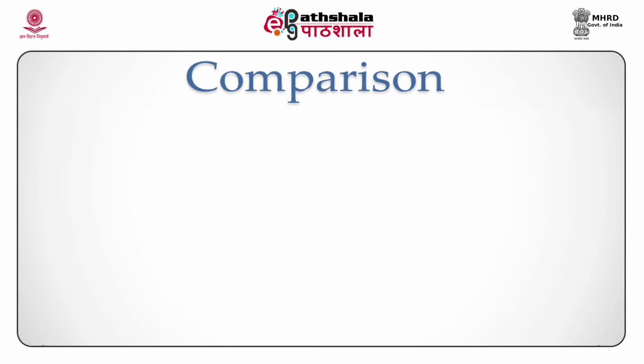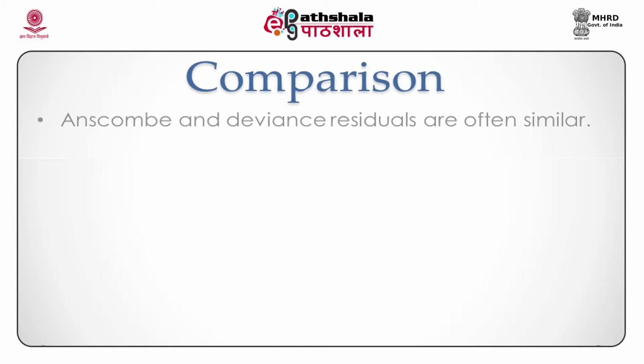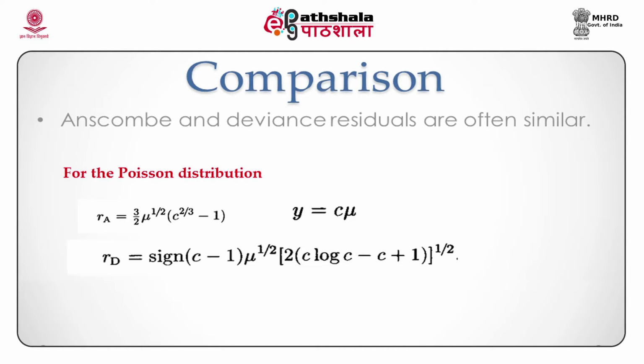We need to compare between these residuals, and in our comparison, it is possible to see that the Anscombe and the deviance residuals, although they come from quite different motivations, are often quite similar in practice. To see this, for example, for the Poisson distribution, note that the Anscombe residual is given by Ra equal to 3/2 mu to the power half times (c to the power 2/3 minus 1), where we substitute y equal to c mu.